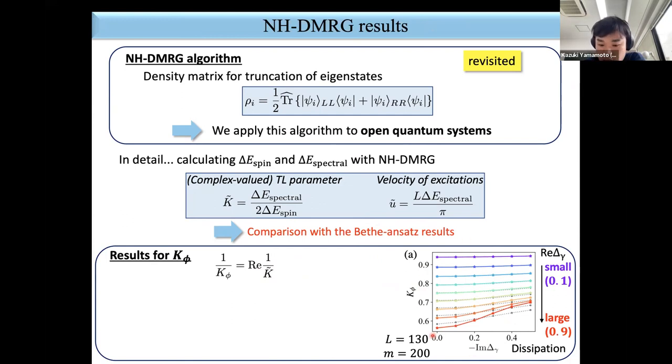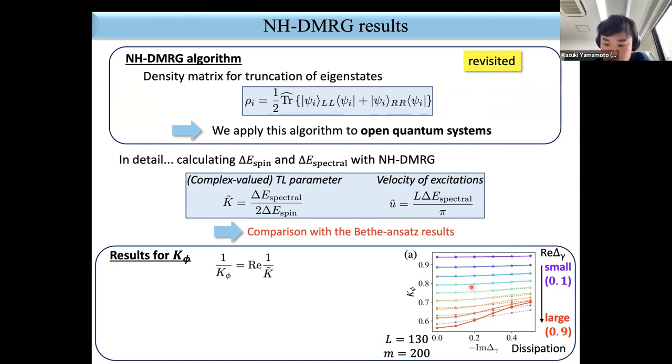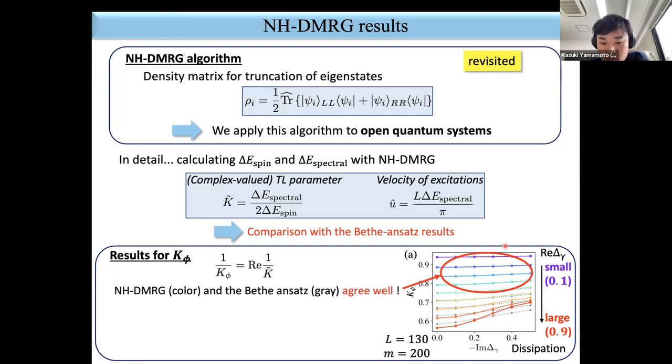This is the result. Here, the horizontal axis shows the dissipation, and the violet line shows the small real delta gamma, and the red line shows the large real delta gamma in the anisotropy parameter. And we here took the system size 130, and we kept states up to 200. The colored plots show the non-Hermitian DMRG results, and the gray dotted plots show the exact results. Okay, here the non-Hermitian DMRG and the Bethe ansatz results agree very well, as you can easily see.